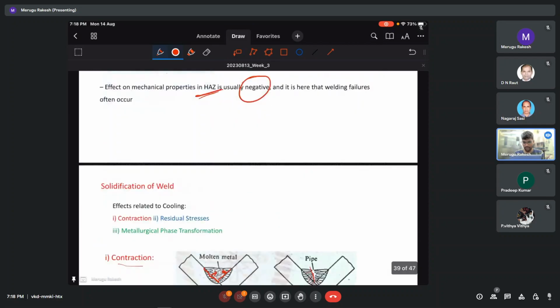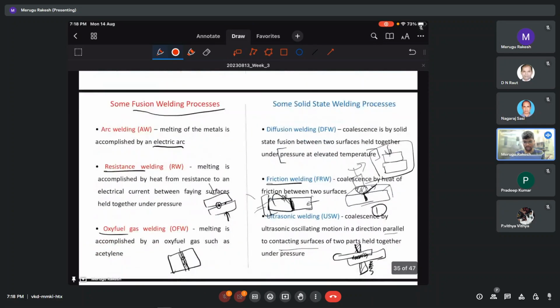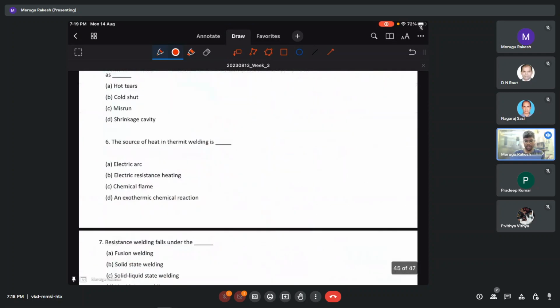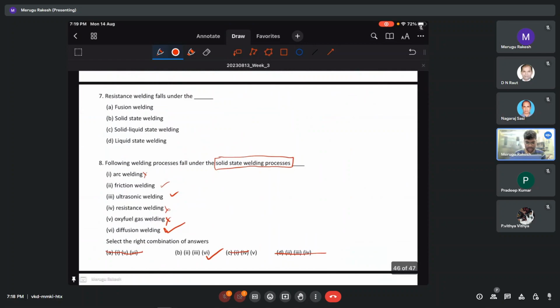If you still have doubts, you can refer to this page. On the right side, you see the solid state welding processes: diffusion, friction, and ultrasonic welding. On the left side, we have oxy-fuel gas welding, resistance, and arc welding. Okay. So option B is the correct option.